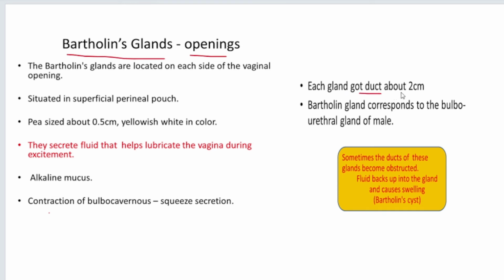Each gland duct is of 2 centimeters. This Bartholin gland corresponds to the bulbourethral gland of the male. Please remember, sometimes these may be questions in competitive exams. These ducts sometimes get obstructed and the fluid which is secreted comes back into the gland and causes swelling of the Bartholin gland, that is nothing but a Bartholin cyst. And if there is so much pus formation or infection, that leads to a Bartholin abscess also. Clinically, these two are important, Bartholin cyst as well as Bartholin abscess.